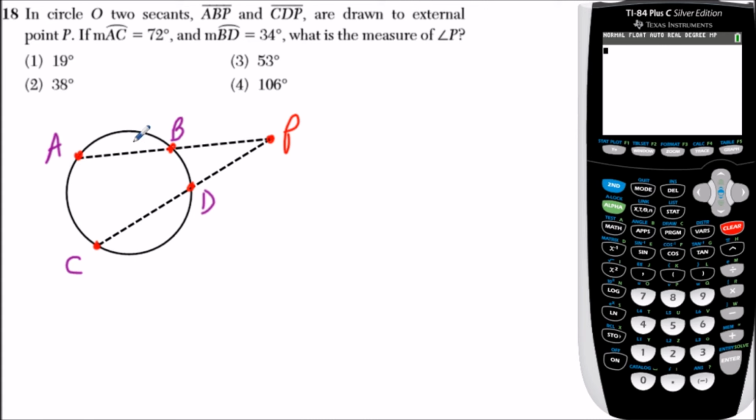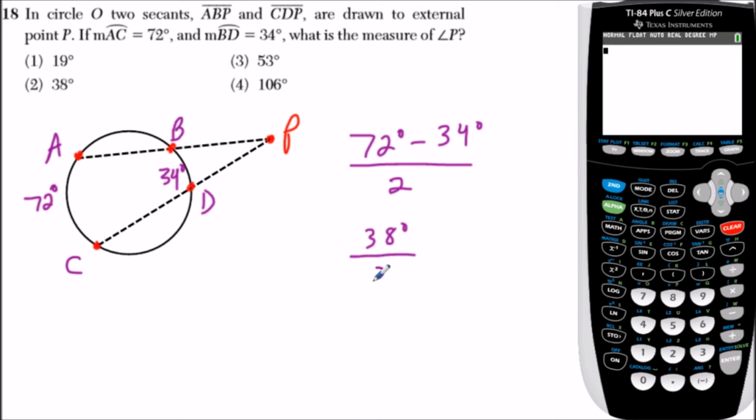For the measure of the arcs, we have arc AC is 72 degrees, and arc BD is 34 degrees. Anytime we want to find an external angle formed by 2 intersecting secants, we subtract the larger arc minus the smaller arc, and we divide all of that by 2. If we work this out, we subtract the numerators to get 38 degrees divided by 2. So the missing angle P is 19 degrees.